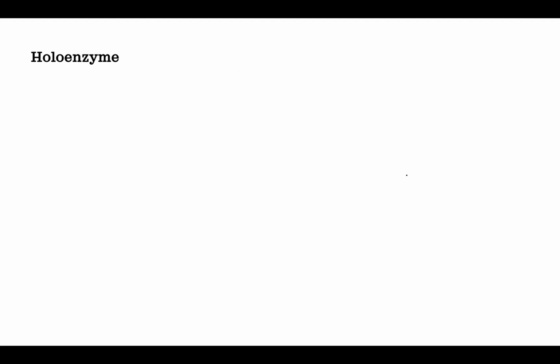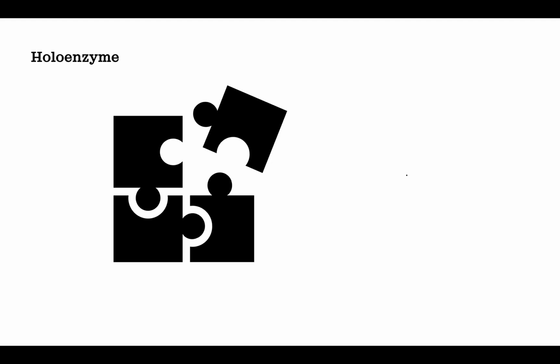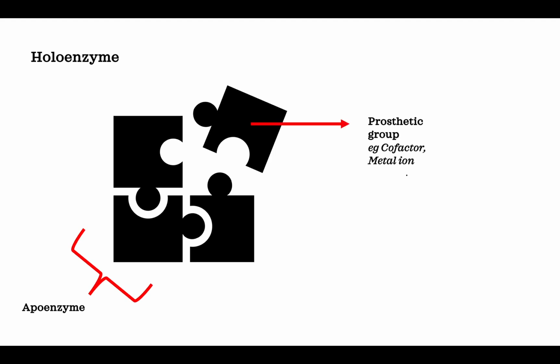On this slide, we are going to talk about holoenzyme. So you can see here that a holoenzyme has a protein part called apoenzyme. This part is the enzyme itself, which has the active site and is responsible for catalysis. It alone cannot catalyze the reaction without the cofactor.